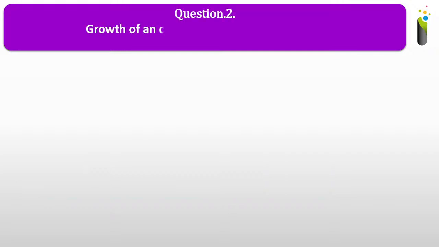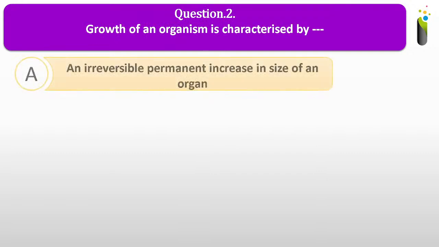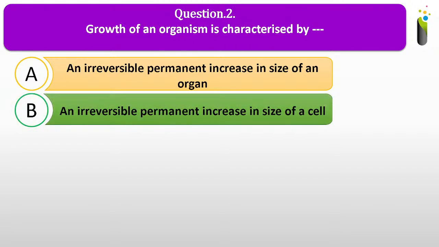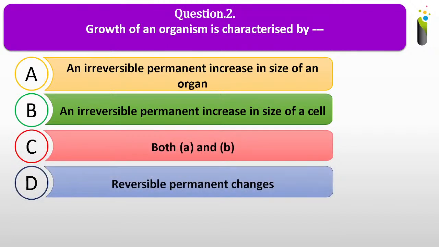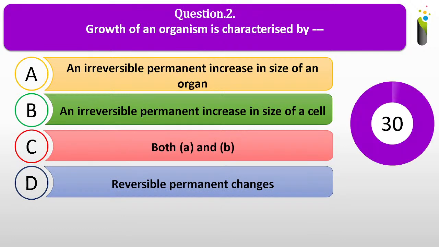Okay. Question number 2. Growth of an organism is characterized by dash. A. An irreversible permanent increase in size of an organ. B. An irreversible permanent increase in size of a cell. C. Both A and B. D. Reversible permanent changes. And your time starts now. Answer me for question number 2.